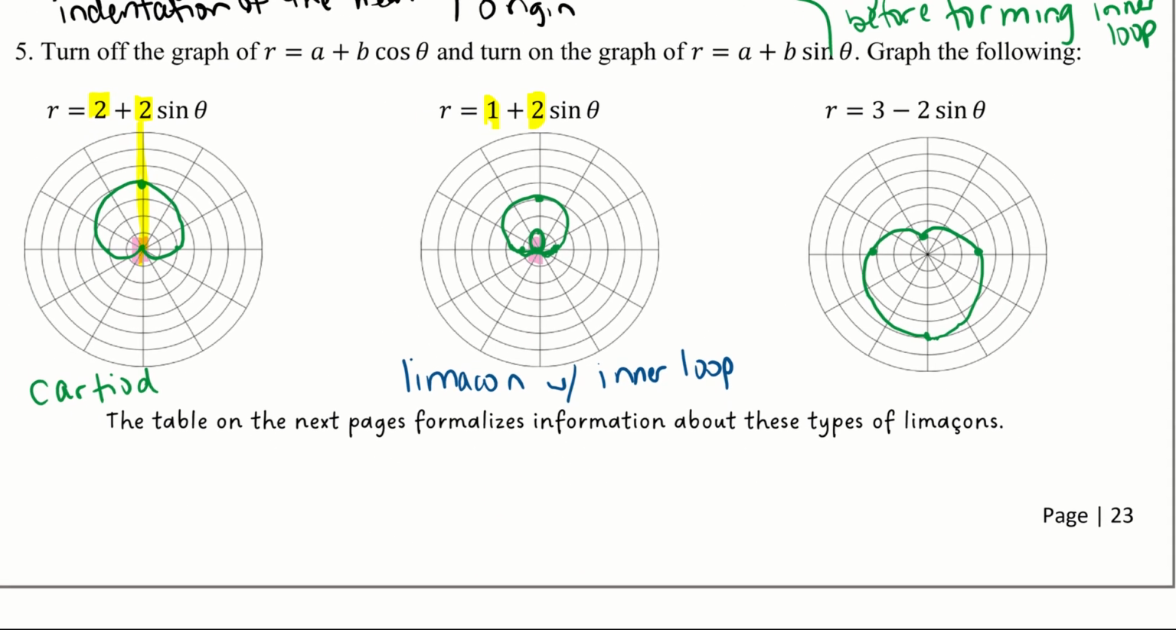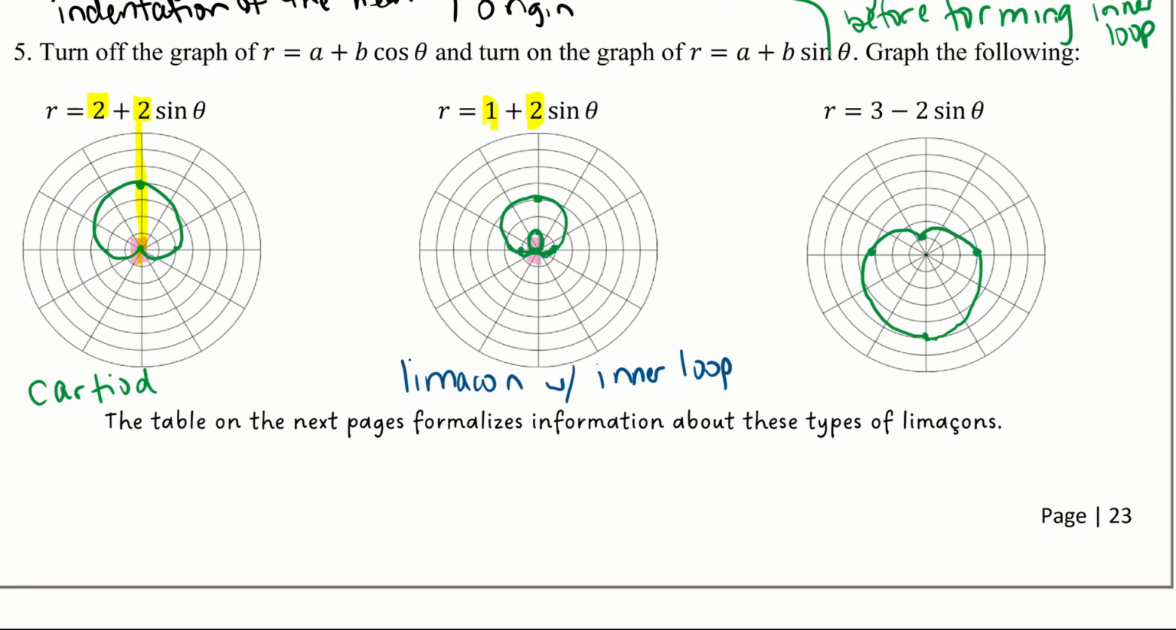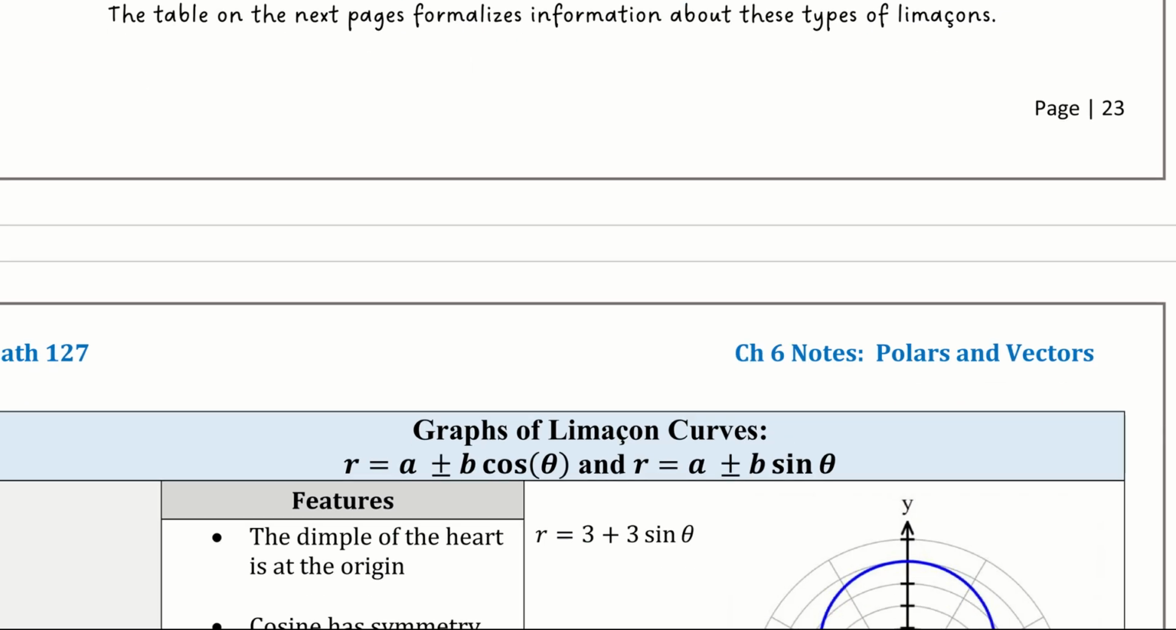of the graph. The last one is a limaçon with dimple. And a limaçon with dimple will not pass through the origin. Notice how it will miss that origin in there. And also notice the symmetry along the y-axis, or at least supposed symmetry. So the table on the next page gives us some summary information.